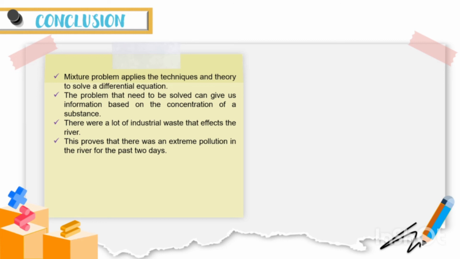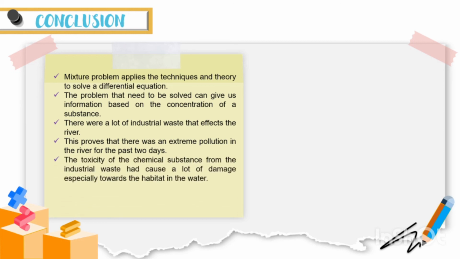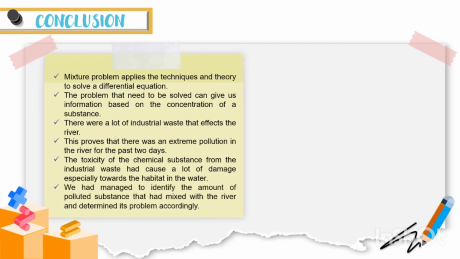The toxicity of the chemical substance from the industrial waste had caused a lot of damage, especially towards the habitat in the water. By analyzing its mixture problem, we had managed to identify the amount of polluted substance that had mixed with the river and determine its problem accordingly. Besides, we were able to investigate the real reasons of the river pollution in the first place.